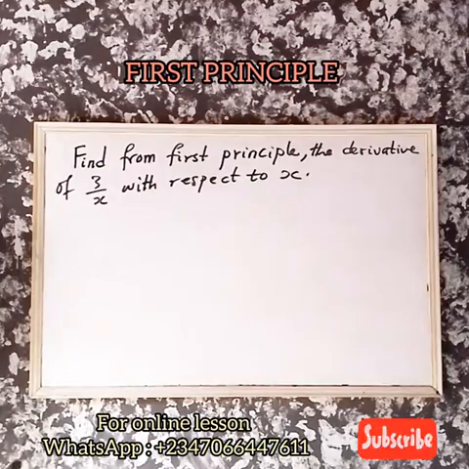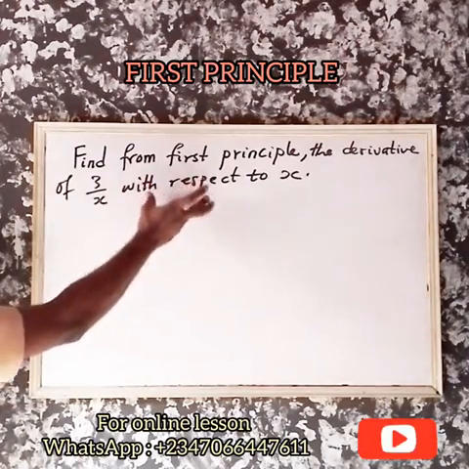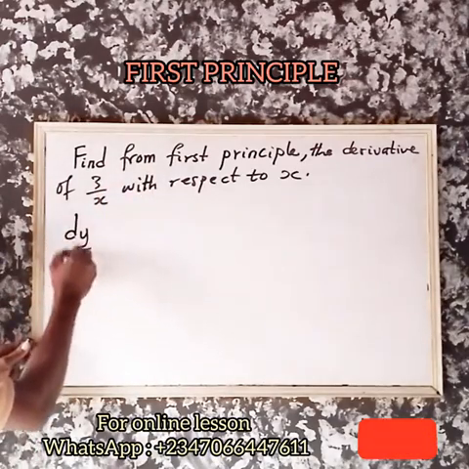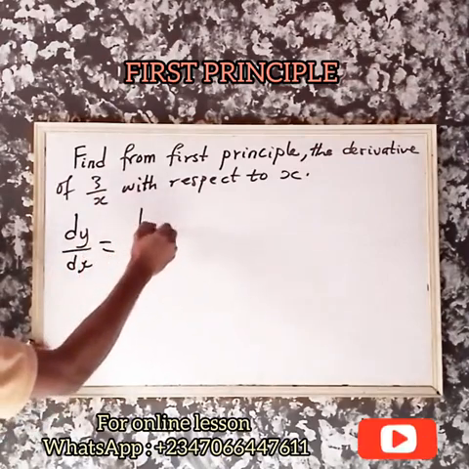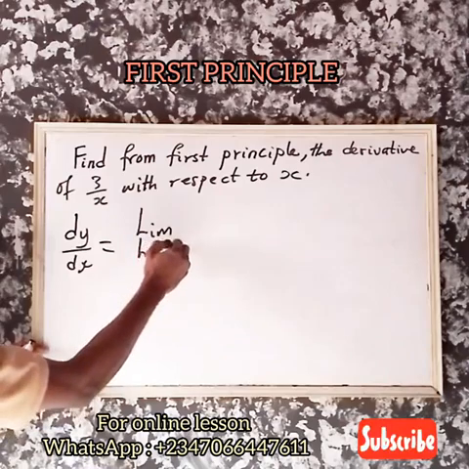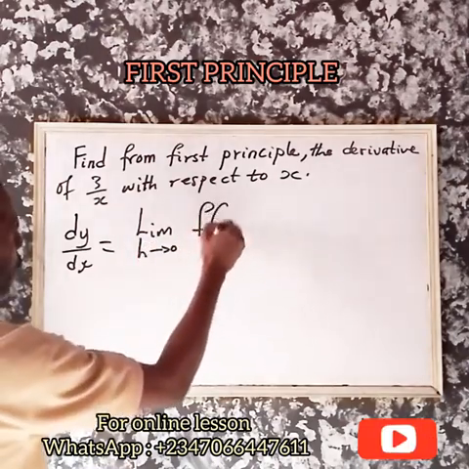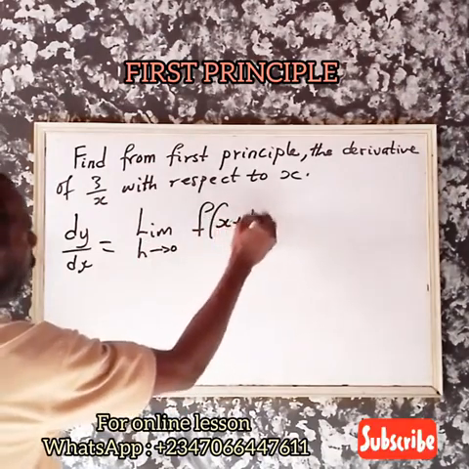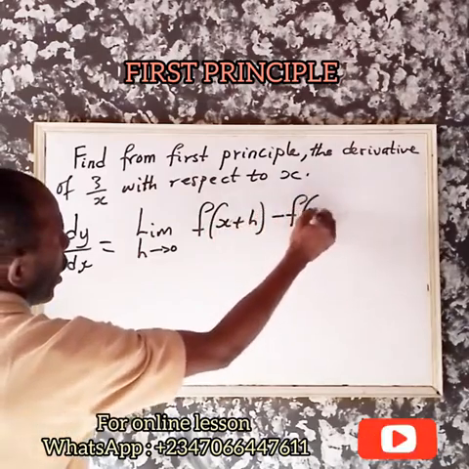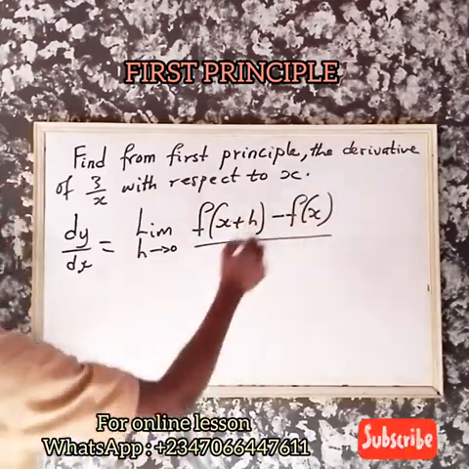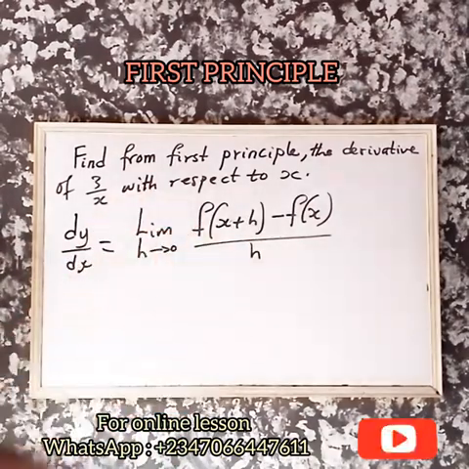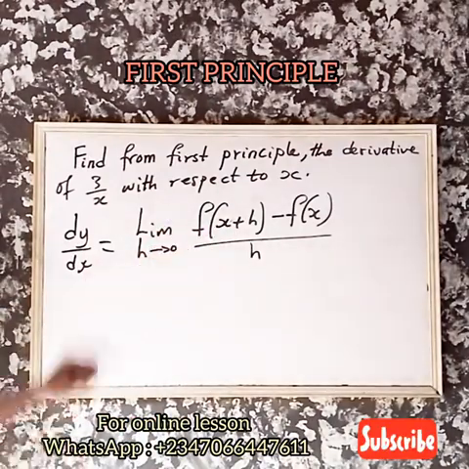Good. Now we know that from the first principle, whenever we are asked to find the derivative from the first principle, their mind quickly goes to dy/dx equal to the limit as h tends to 0 of f of x plus h minus f of x, all over h. This is what they think they should use, but I don't want to use this formula.